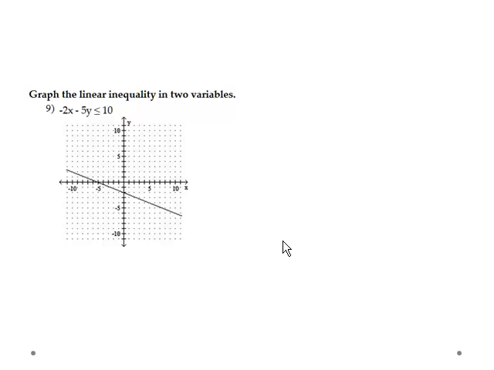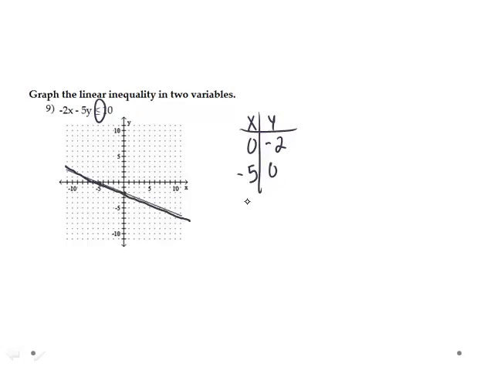Next one. Graph the linear inequality in two variables. Well, that's kind of stupid. It's already graphed. Well, we'll do it anyway. We'll use the intercepts. So we've got x, y. If x is 0, y is negative 2. If y is 0, x is negative 5. Over 0, down 2, back 5. Yeah, there we go. And it's solid because that's a solid line.